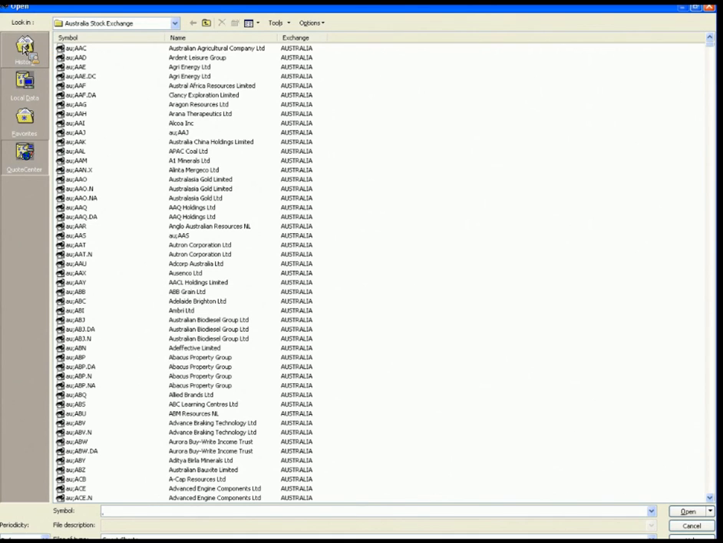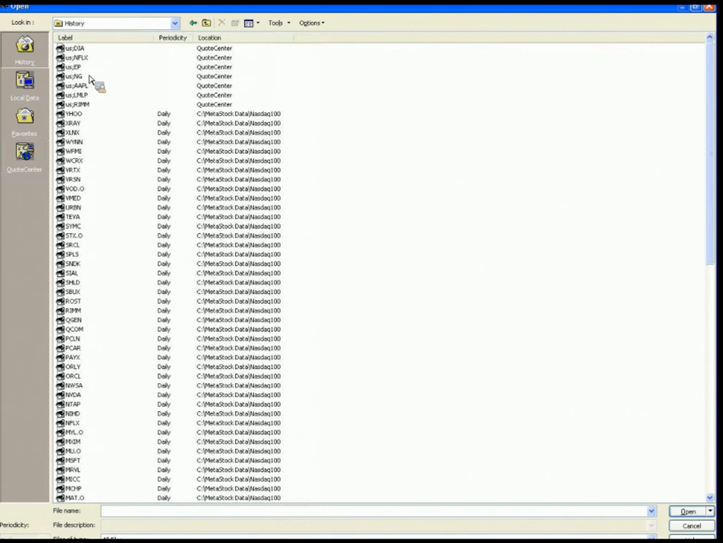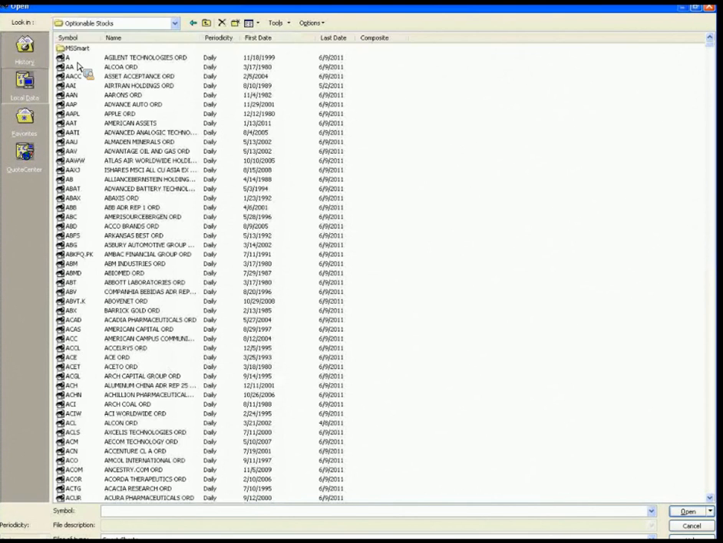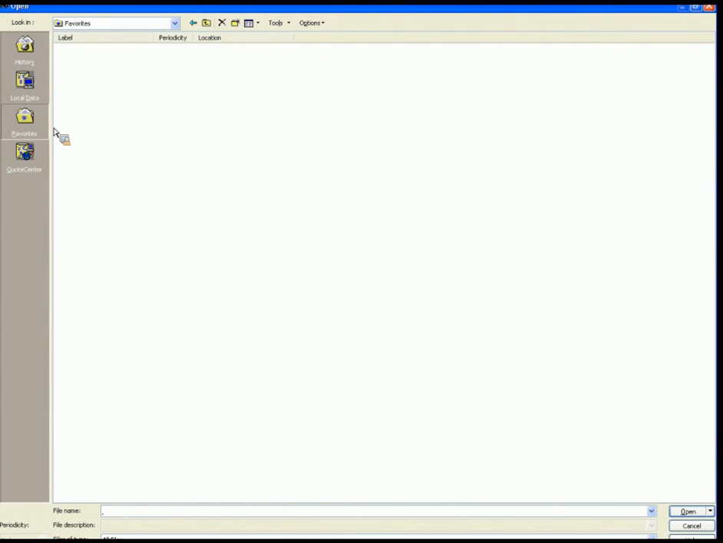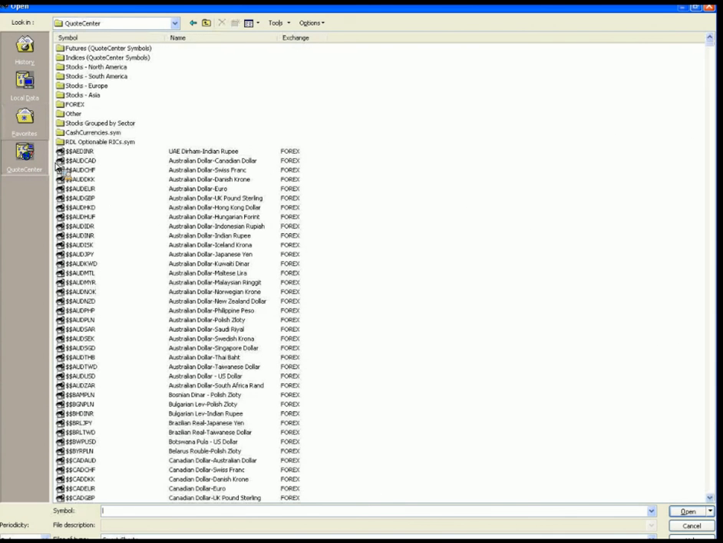So right here we have the open dialog box. History just keeps track of the stuff that you've looked at before. Local data, if you download data, which is recommended if you want to do scanning, is going to be listed all right here. Favorites is really cool. It allows me to keep track of stocks that might be in my portfolio or stocks that I might want to watch, that kind of stuff.